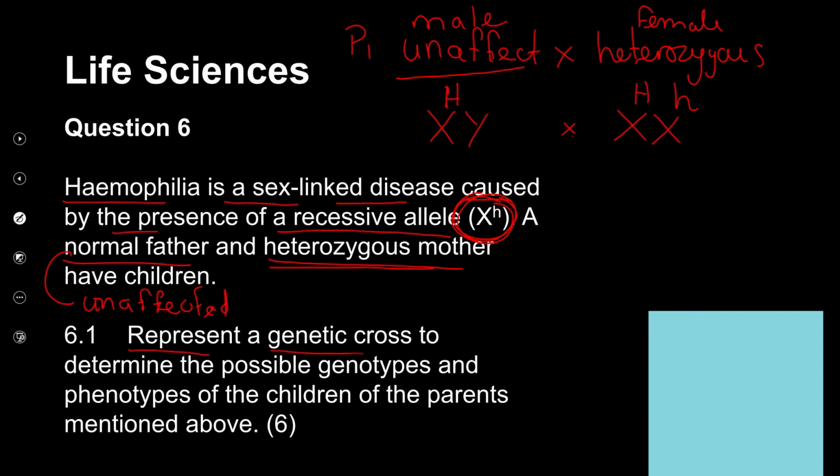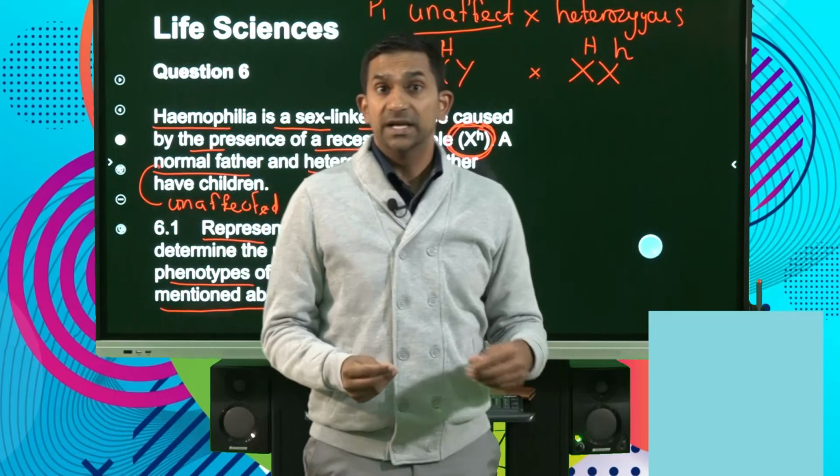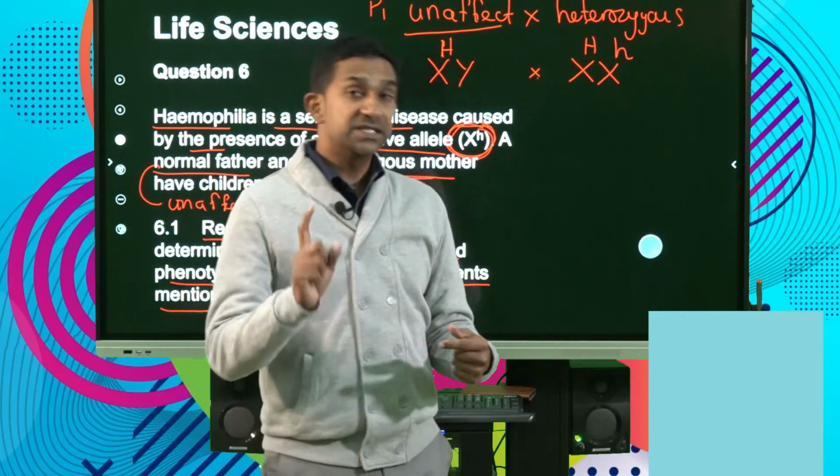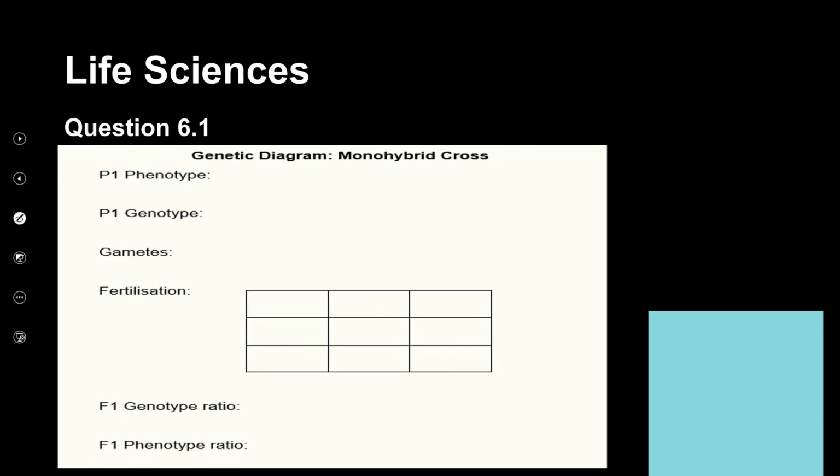Represent a genetic cross to determine the possible genotypes and phenotypes of the children of the parents mentioned above. And that's a 6-mark question. Guys, again, this is a genetic cross using a genetic diagram. Let's refer back to our template and let's try and unpack that. So again, I'm going to very quickly illustrate that.